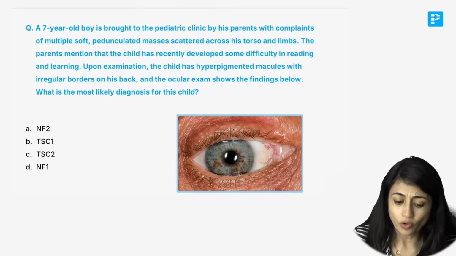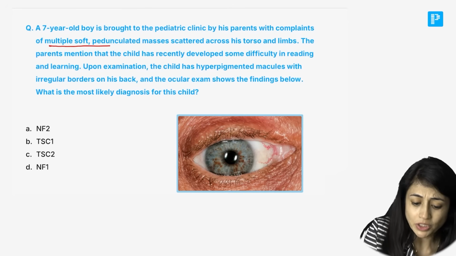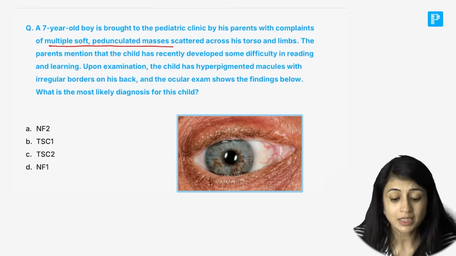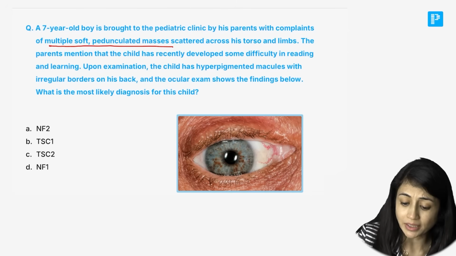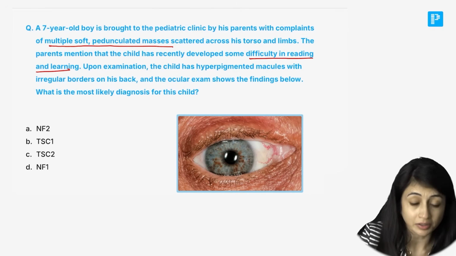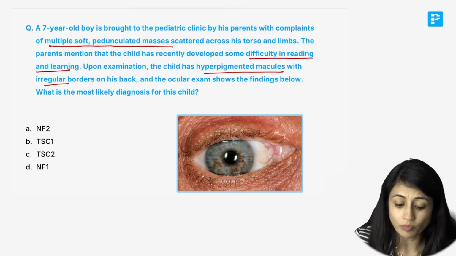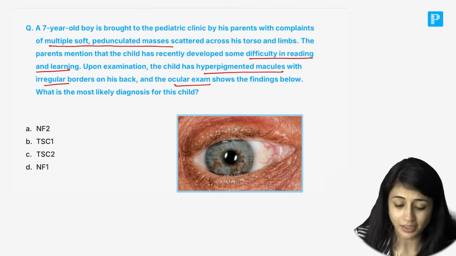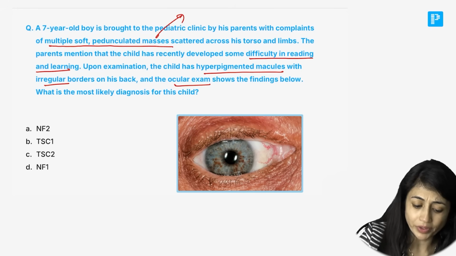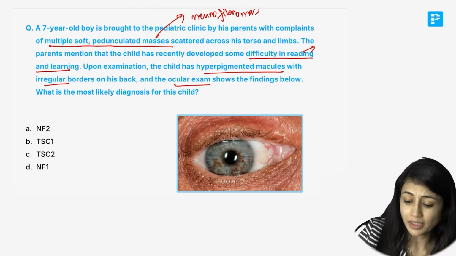A 7-year-old boy is brought to the pediatric clinic by his parents with complaints of multiple soft pedunculated masses scattered across the torso and limbs. Parents mention the child has recently developed some difficulty in reading and learning. On examination, there are hyperpigmented macules with irregular borders on the back, and we have an ocular examination finding shown below. Very, very clear-cut case. Here, what are these soft pedunculated masses? These are nothing but neurofibromas. What is this? Difficulty in reading, low intelligence.